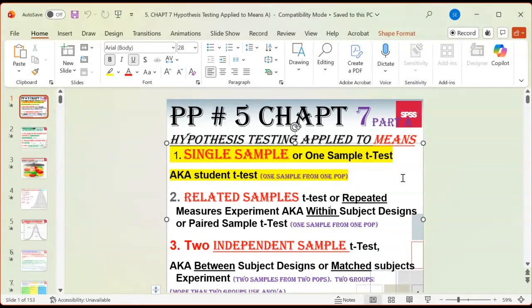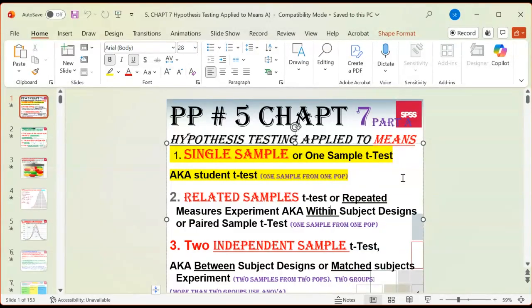Keep in mind that they have different names. Let's say you never heard of a paired sample t-test, it's the same thing. It goes by different names, as you can see. So for this, which we're not going to cover today, number 2, you have one sample from one population, but just like the name suggests, paired or repeated, you repeat the procedure with the same population, like before and after, pre-test, post-test.